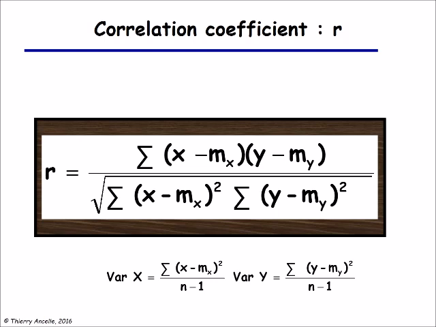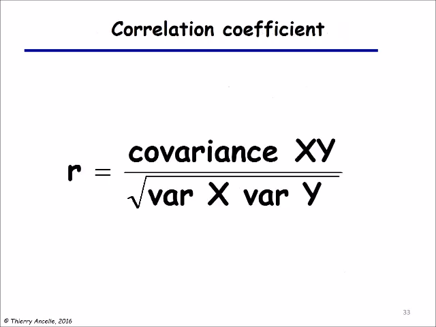Now let's have a look at the numerator of R. Sum of the product of (x minus mean of x) by (y minus mean of y). It is the sum of the product of the distances of each couple of values to their means. This term is the numerator of a parameter called the covariance of x and y. Thus, put another way, a correlation coefficient between two variables is simply the ratio of the covariance to the square root of the product of the two variances.